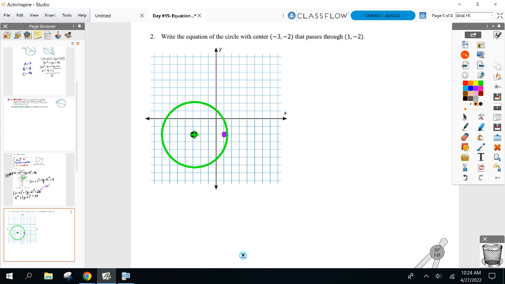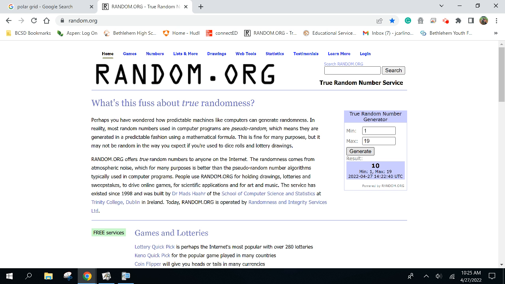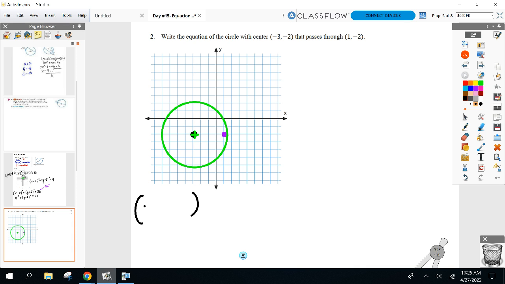All right, I need the equation of that circle now. You already know what the center is, so help me with the parentheses here. What's in the first parenthesis? What's going to go in the first parenthesis for this equation? X plus 3, all squared.